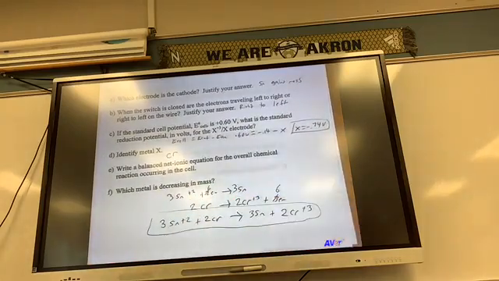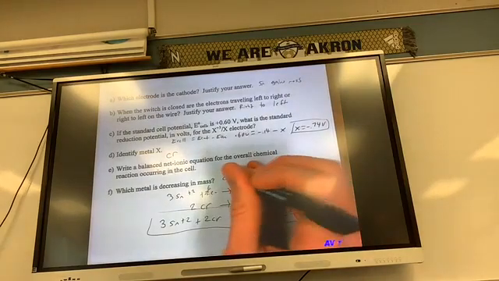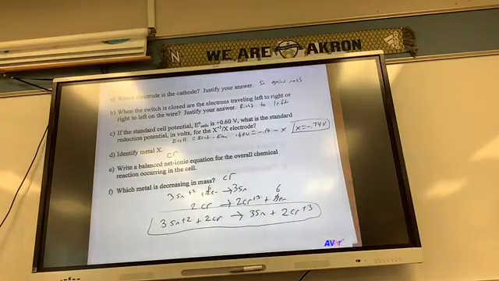Which metal is decreasing in mass? That's going to be what? Chromium. Chromium is decreasing in mass.